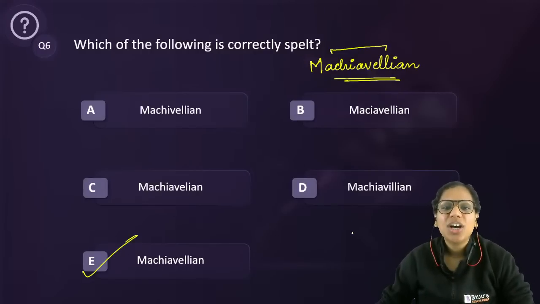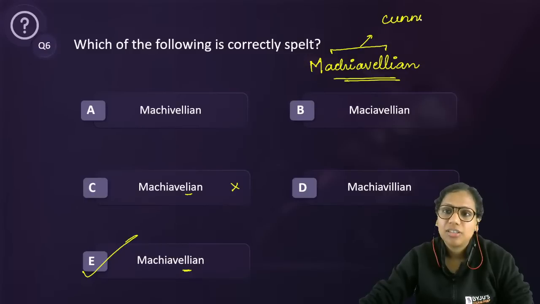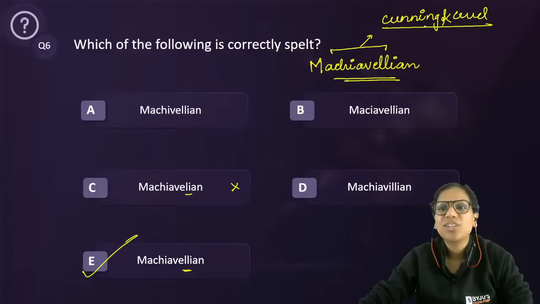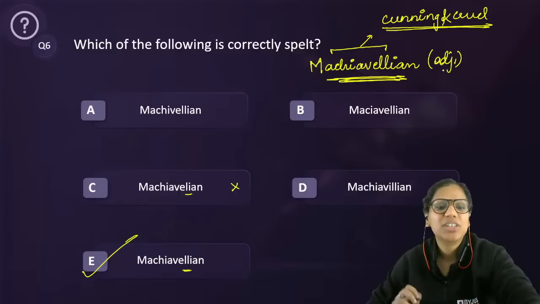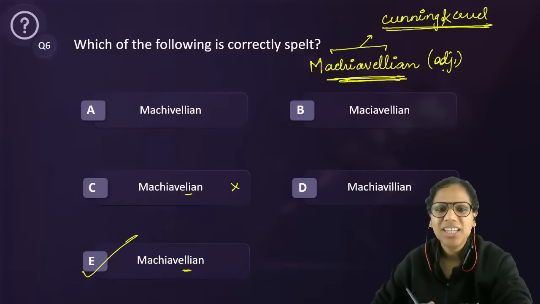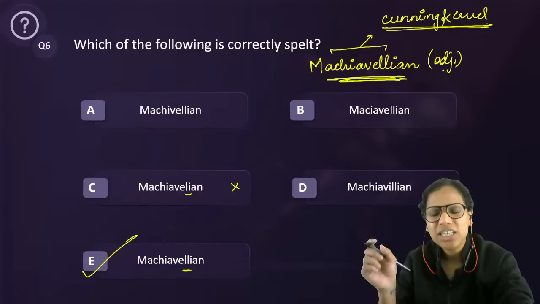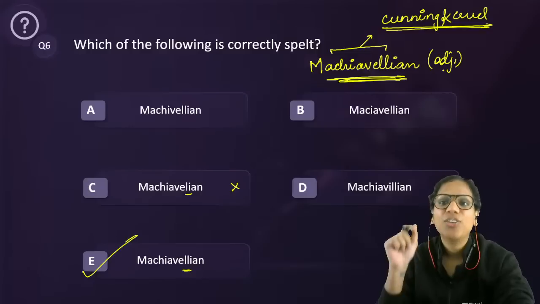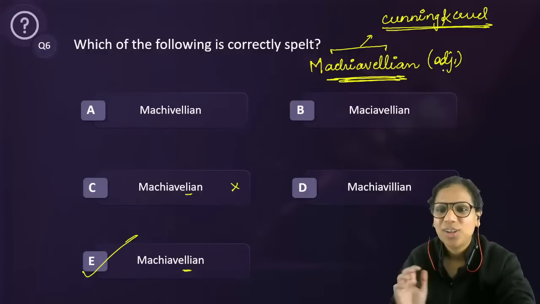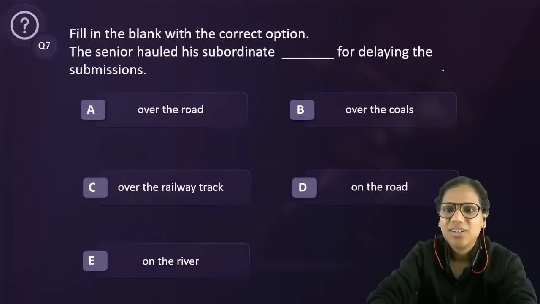Okay. So, there's a double L. In C, there is a single L. That's the problem with C. This person was very cunning, okay, and cruel also. So, when you want to refer to someone as cruel and cunning, you can describe them as Machiavellian. That's the adjective that you can use for them. So hence E is the correct spelling here. So just remember it, Machiavelli, we just added an 'an'. Velli has double L. Okay, all right.